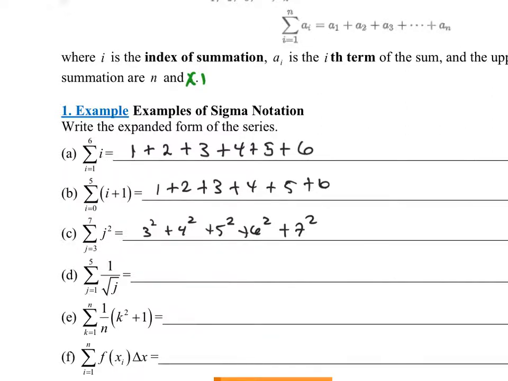We don't need to actually evaluate it. Of course, we could put it in our calculator and do so. So let's look at this one. Start at plugging in j equals 1 all the way to 5. So what would this look like?